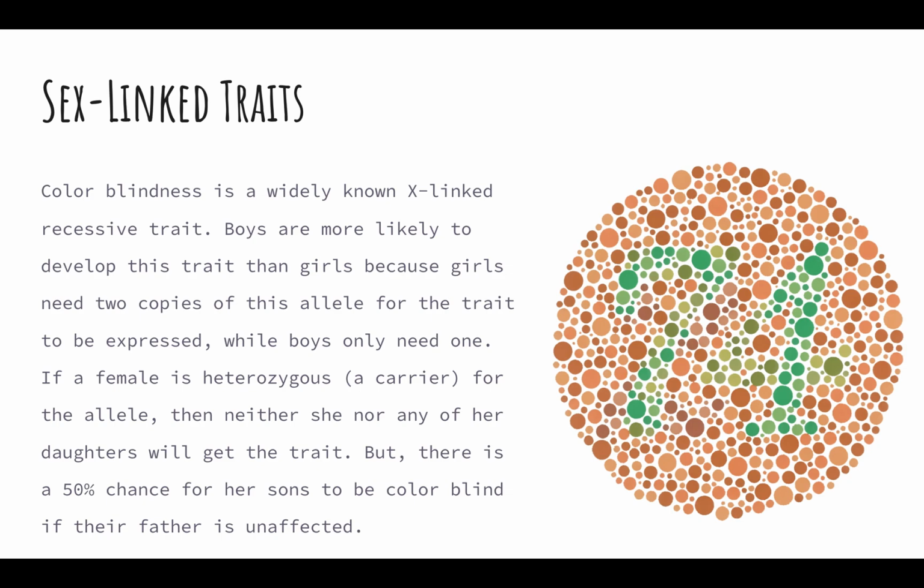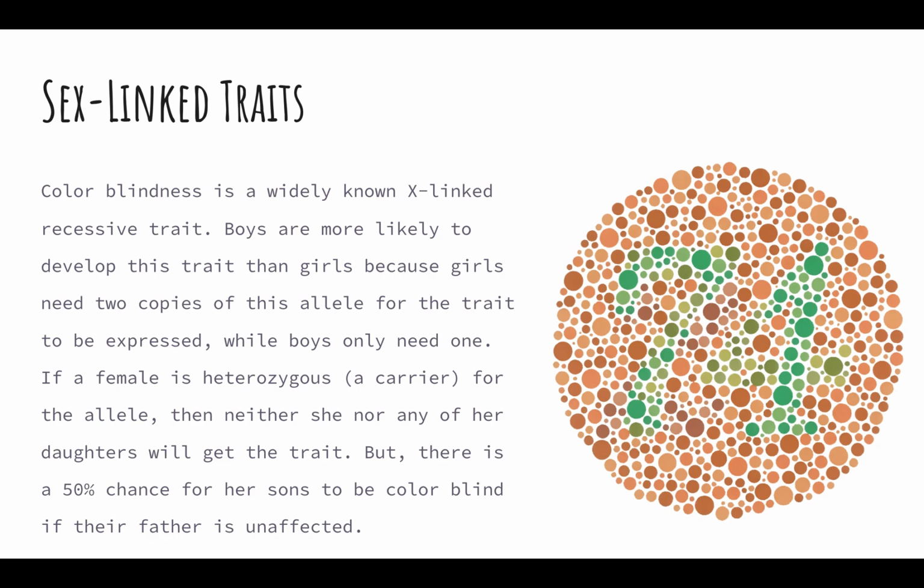Here's another example, not such a serious one. This one is called color blindness, and it is widely common with boys. Boys are more likely to develop this trait because the only way a girl can develop it is if she has both of the alleles from her parents. Boys just need one of the alleles. If the female is heterozygous for the allele, then neither she nor any of her daughters will get the trait. But there is a 50% chance that her son could be colorblind, even if the father is unaffected.